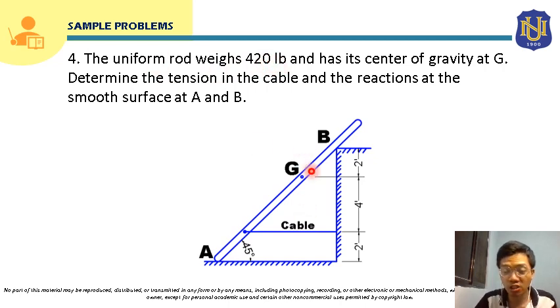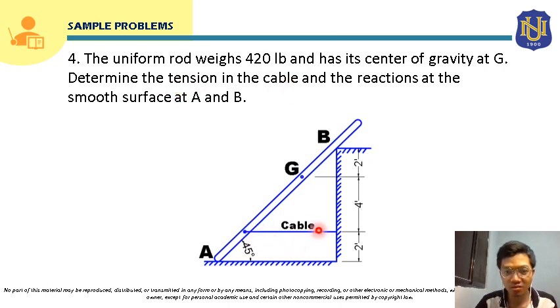here at point G. But in some instances, if the center of gravity is not mentioned in the problem, automatically the weight of the body will be applied at the center of the body. But in this case it is given, so we will apply the weight of this rod at point G. So the questions here are, we have to determine the tension in the cable.